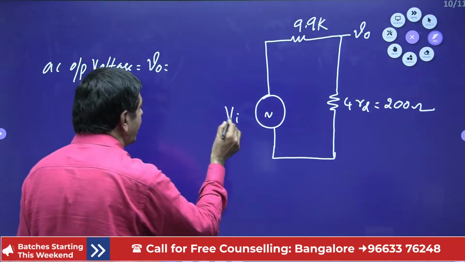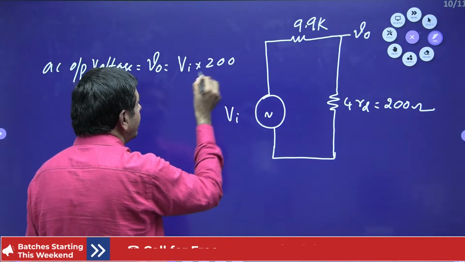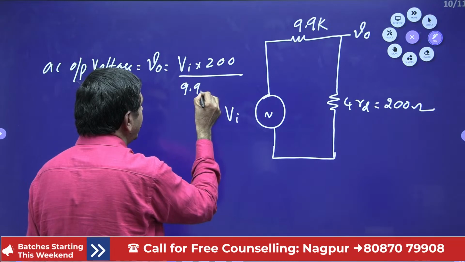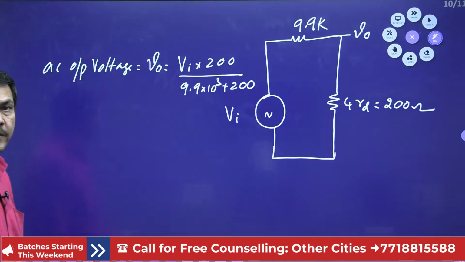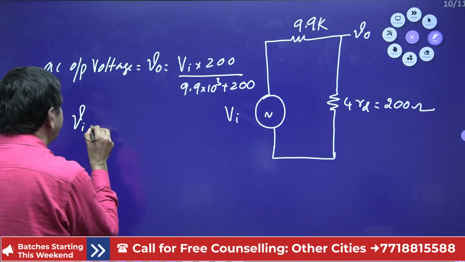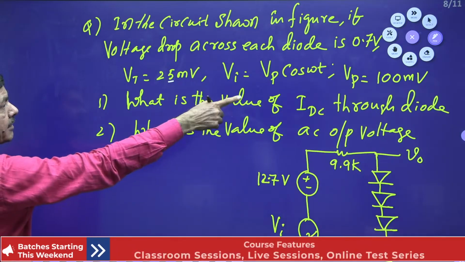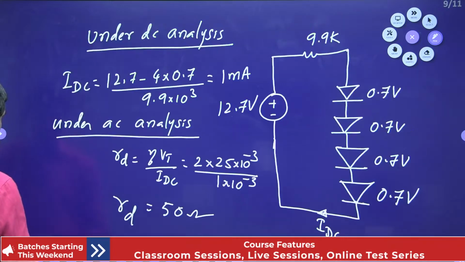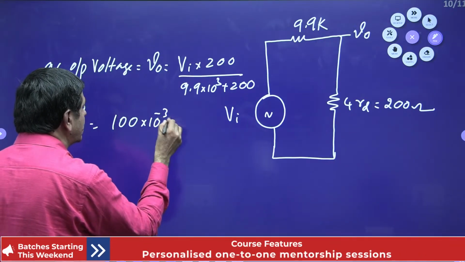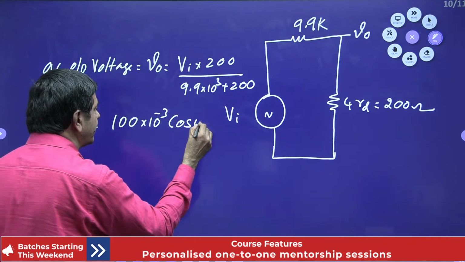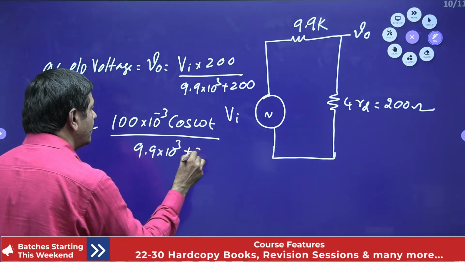According to the voltage divider formula, Vi into 200 by (9.9K plus 200) I can put now. We know what is Vi. Vi is given as Vp cos omega t. What is Vp? Vp is nothing but 100 millivolts. 100 into 10 power minus 3 volts, cos omega t, divided by this value: 9.9 into 10 power 3 plus 200.